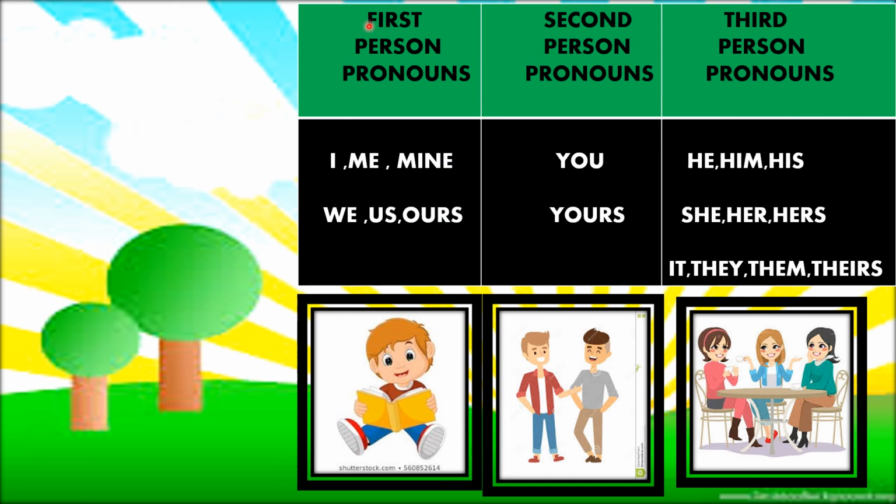Here are some first person pronouns. I, me, mine, we, us, ours are first person pronouns. Then second person pronouns: you, yours. Then third person pronouns: he, him, his, she, her, hers, it, they, them, and theirs. This is a table. We can understand it much clearer.